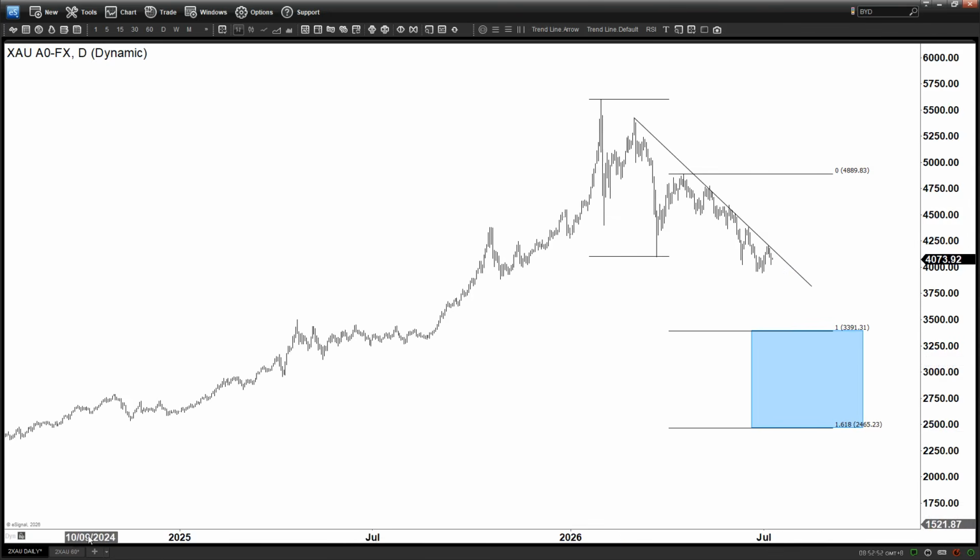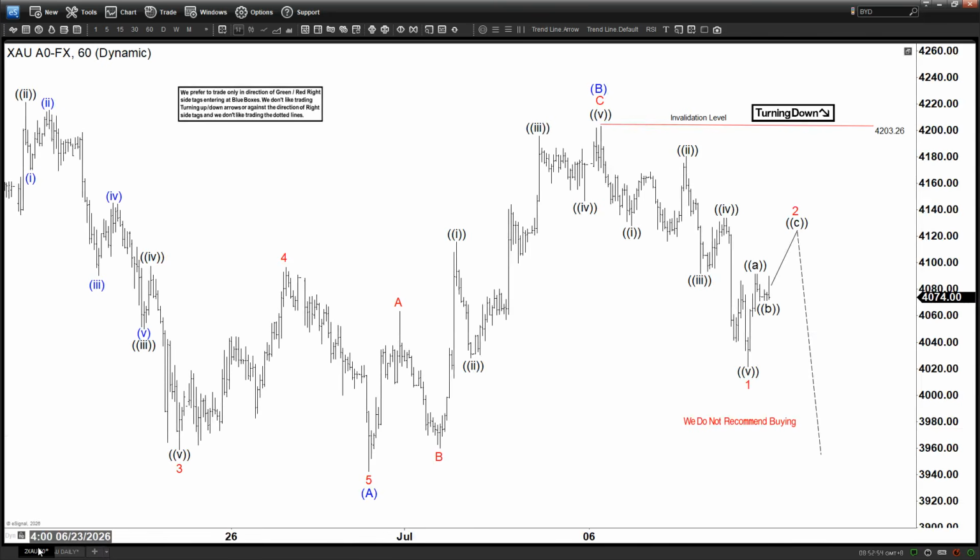Okay, so it's going to be very interesting. We're going to see the answer very soon, whether or not we can continue to go down from here. 4203 is the next significant level right now that you have to watch carefully, whether or not we manage to break above it, or whether we fail and continue to turn down and extend the downside at this point in time.